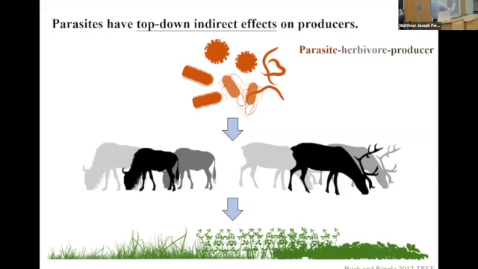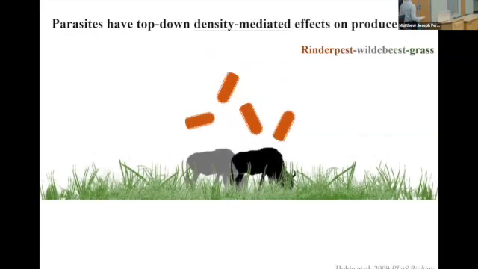But once parasites change something in the herbivores, herbivores can in turn affect producers. So there are indirect effects of parasites on producers through changes in herbivores. Based on different mechanisms, there are two types of these indirect effects. The first type is density mediated, which means that parasites change herbivore population density and in turn affect producers.